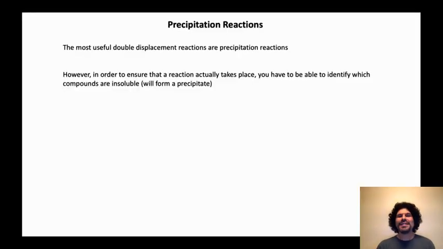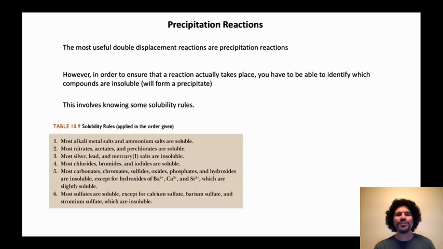So as we've already seen in our examples from the last couple of lessons, the most useful double displacement reactions are precipitation reactions, where you form a solid product out of soluble reactants. However, as we saw previously, in order to ensure that a reaction actually takes place, you're going to have to be able to identify which ionic compounds are soluble and which are insoluble, because it's only the insoluble compounds that will form a precipitate. In order to do this involves knowing some solubility rules.